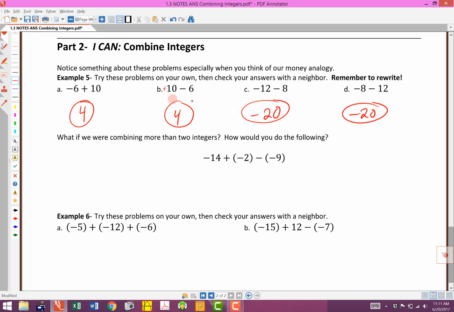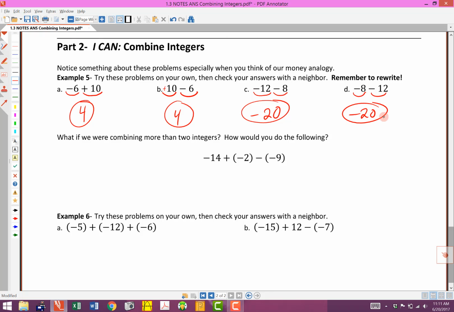Now, we didn't have to rewrite any of these because they only had one sign in front of each number, but what I want you to notice is this. This was negative 6 plus 10, and this was 10 minus 6, and we got the same answer. As long as we move things around and keep the correct sign in front of each number, we're going to get the same answer. So whether I slide this negative 6 in the front and put the plus 10 on the back, it doesn't make any difference. Same thing here. Here's the minus 12 and the minus 8. If I put them in the opposite order, it doesn't change the answer. We're going to get the same thing either way.